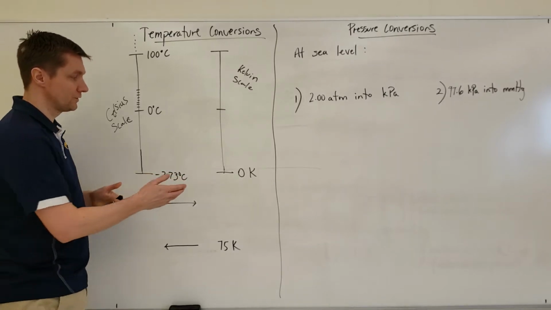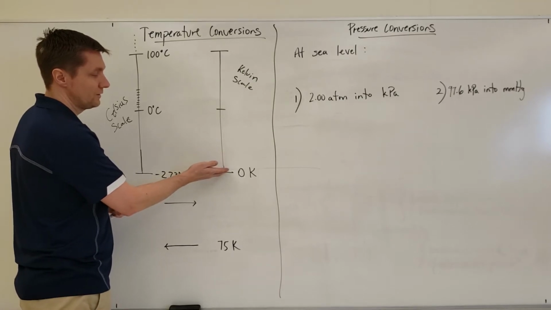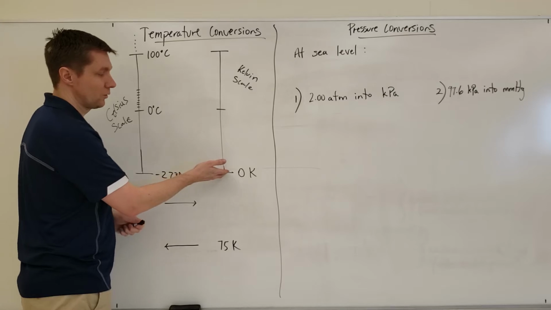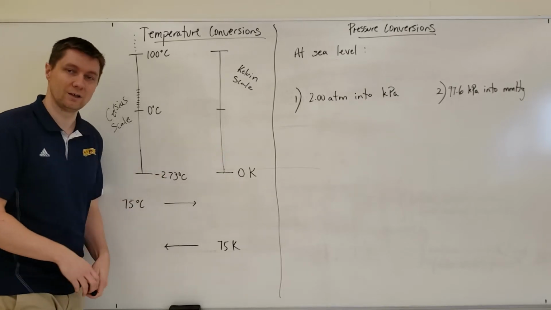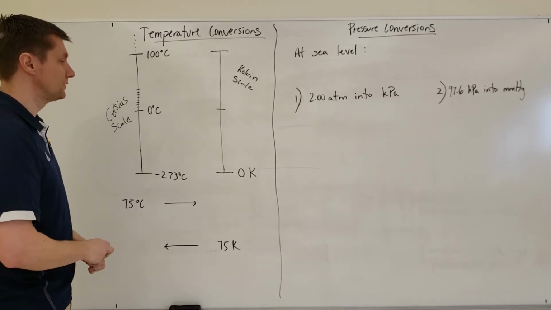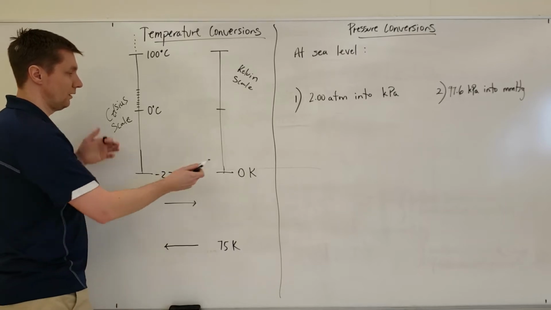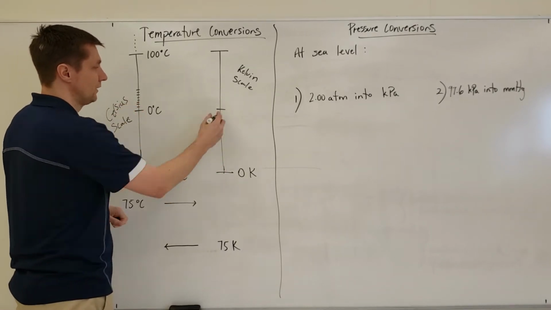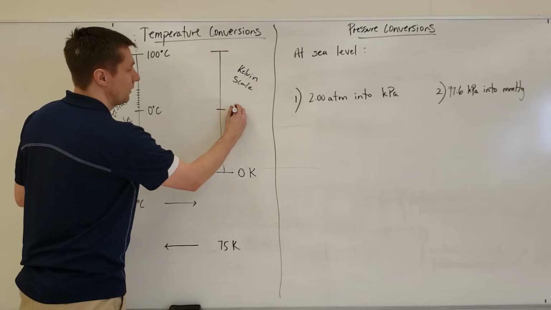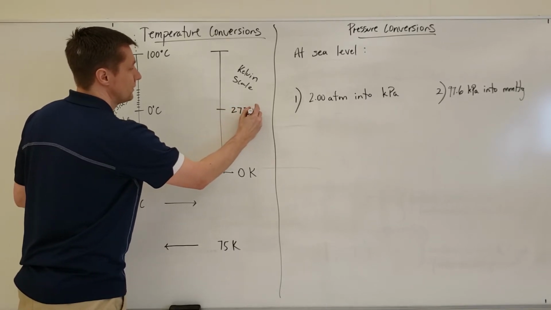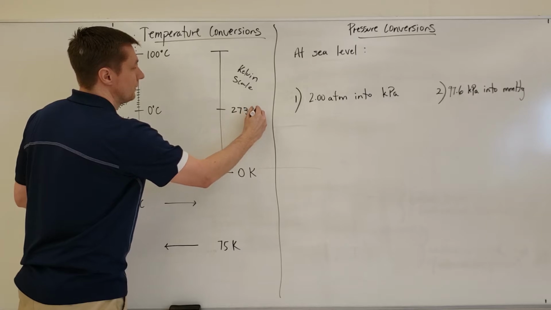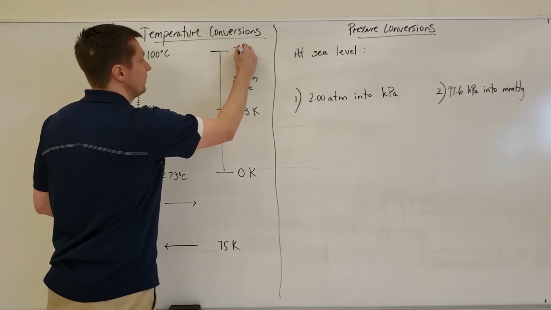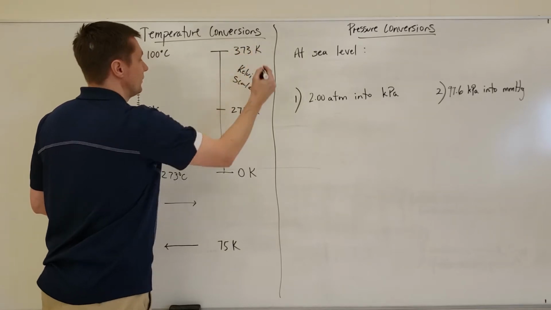Now, remember, as I just mentioned, that if I increase by 1 degree on the Celsius scale, that's going to correspond to 1 increase on the Kelvin scale as well. And so you can obviously see that as I go up the scale in equal increments, the freezing point of water on the Kelvin scale is going to be 273 Kelvin. And the boiling point of water is going to be 373 Kelvin.